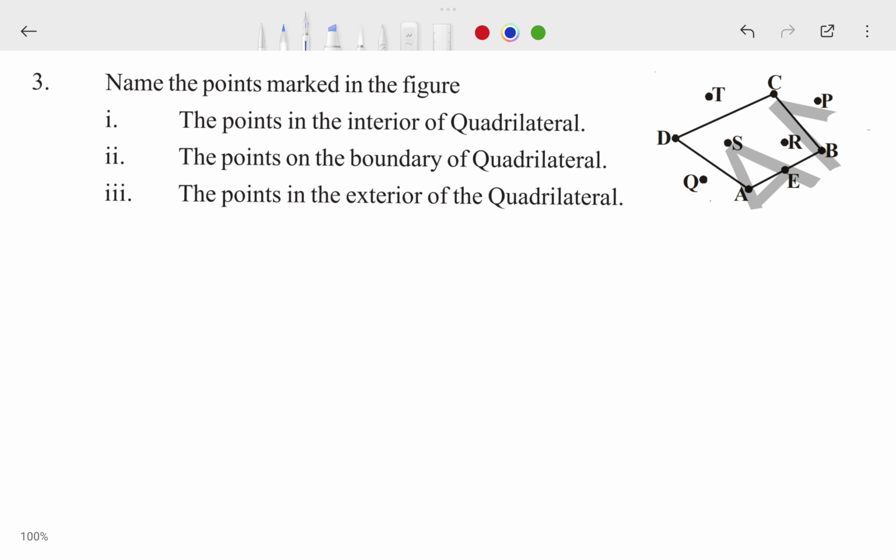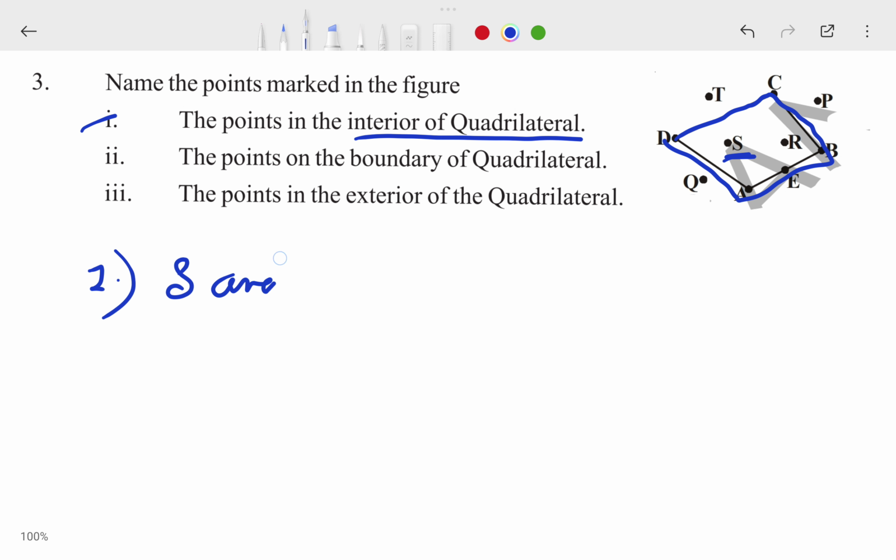Now let's talk about the first question. The first question is about the points in the interior of the quadrilateral. This is a quadrilateral, because it is made by four lines: 1 line, 2 line, 3 line, 4 line. So it is asking what the interior points in this quadrilateral are. If you see, what are the interior points? The answer to the first question is S, and you can write S and R are the interior points. That's good, you have done well.